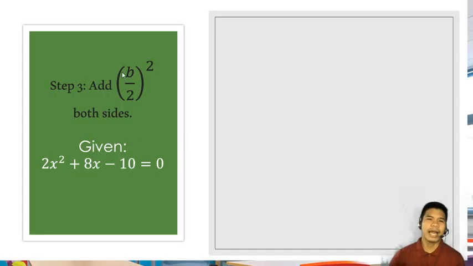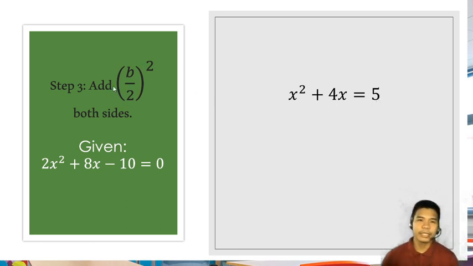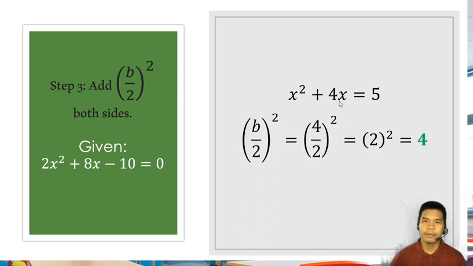Okay, step 3, add quantity b over 2, quantity squared, both sides. Okay, ito yung huli nating equation, x squared plus 4x equal to 5. Okay, so mag-a-add daw tayo ng b over 2 quantity squared both sides. So, para makuha yun, kunin natin yung value ng b, so that is 4. Substitute lang natin yung 4 dito sa b.